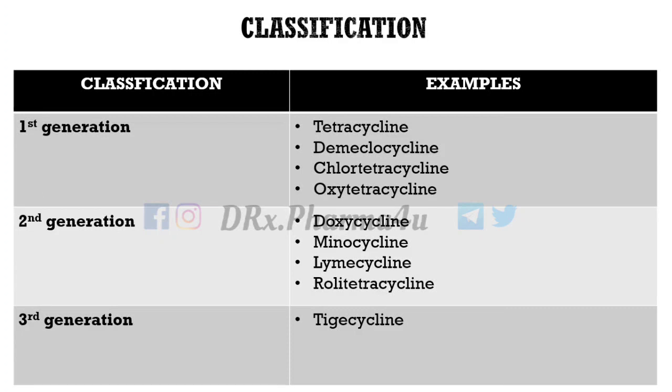So in those conditions, we usually go for polymyxin B, or we go for colistin if it is sensitive, and then sometimes, in some cases, minocycline is also sensitive. So minocycline is reserved for those conditions.